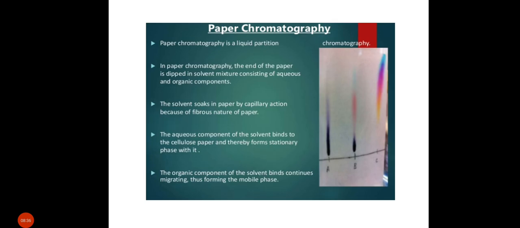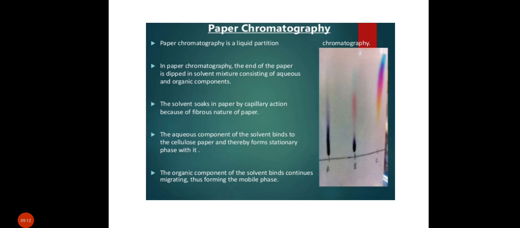Now see paper chromatography. What is paper chromatography? Paper chromatography is a liquid partition chromatography. In paper chromatography, the end of the paper is dipped in a solvent mixture consisting of aqueous and organic components. The solvent soaks in the paper by capillary action because of the fibrous nature of the paper.